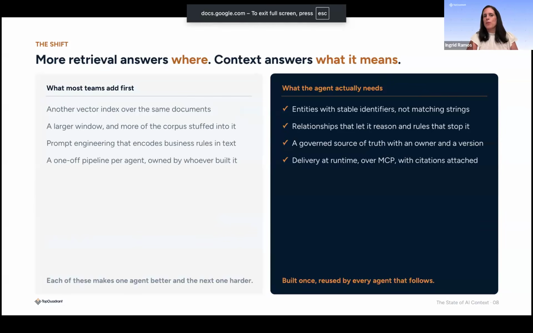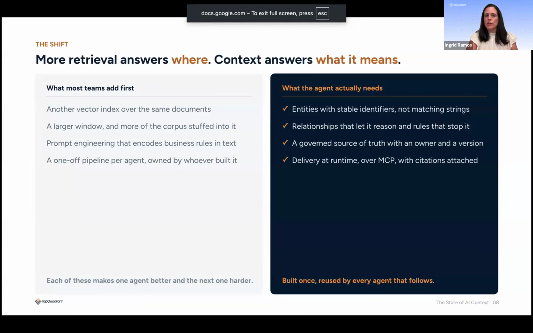We've tried to throw more data at it. We've tried to put a vector database over it. We've tried to increase the memory window or the context window. We've tried prompt engineering. Well, if I just keep telling ChatGPT or Claude what to do over and over again, it will learn this, right?